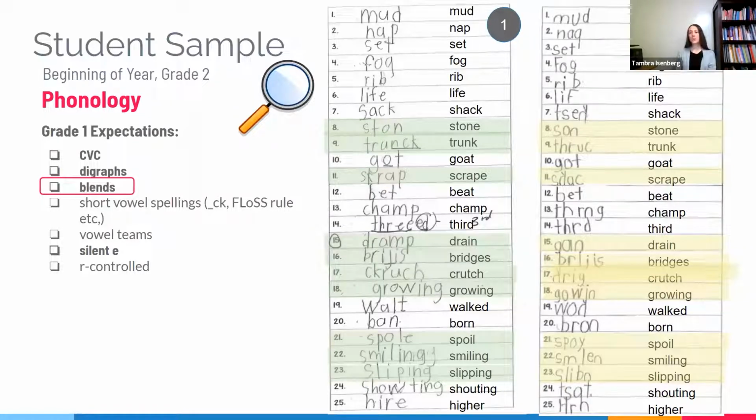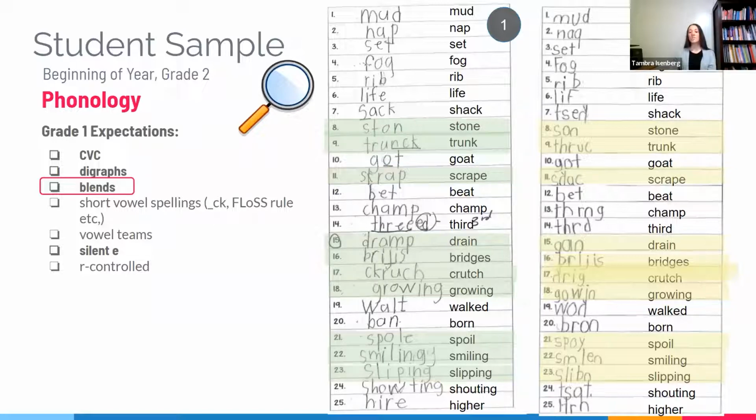So our student 2 missed that internal sound of a blend in stone. They forgot the t sound or left it out. And they're missing the r sound in scrape and drain and growing. So we want to pay attention to that. And we also want to note that sounds in blends, especially if they're nasals, can be very difficult for students to perceive, like the sound in the final consonant blend in number 9, right? That word is the word trunk. And you'll notice that the student left out the sounds from that final consonant cluster.